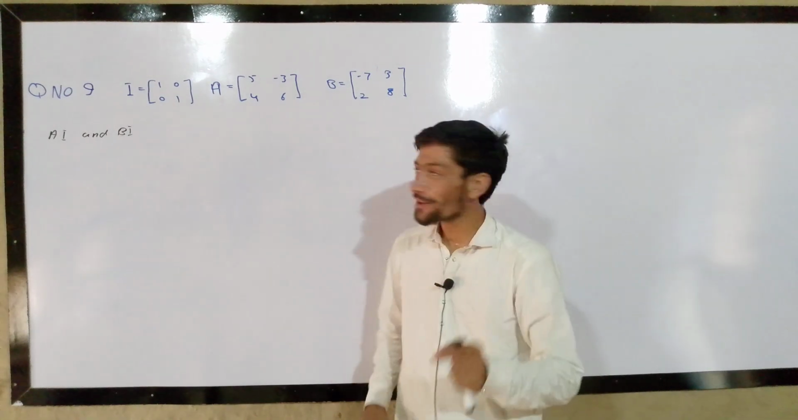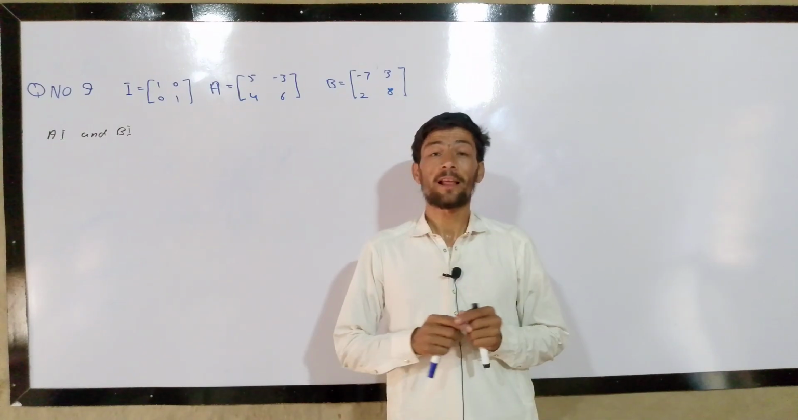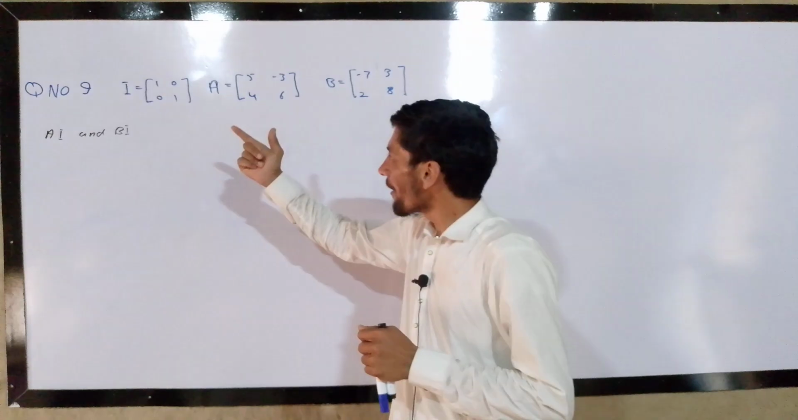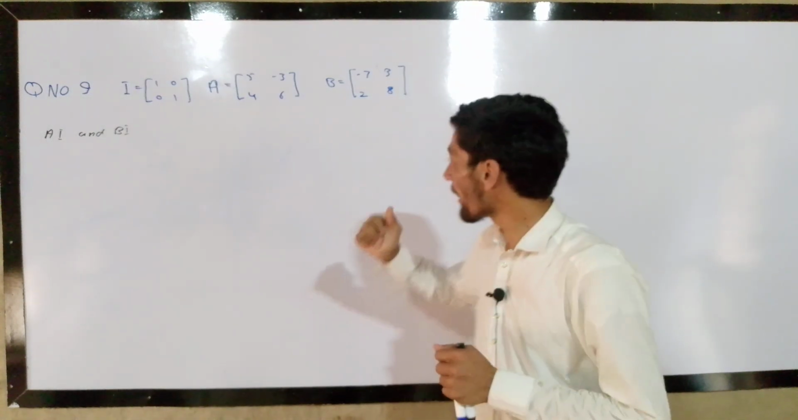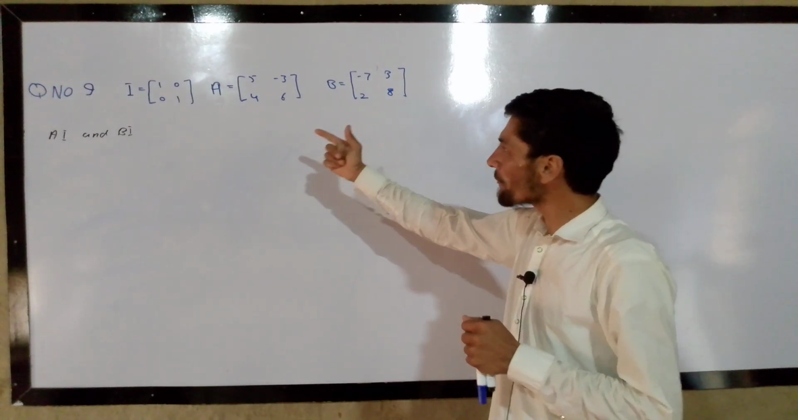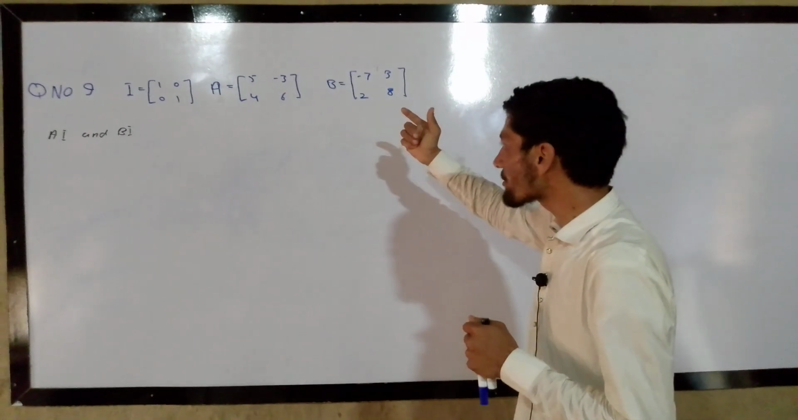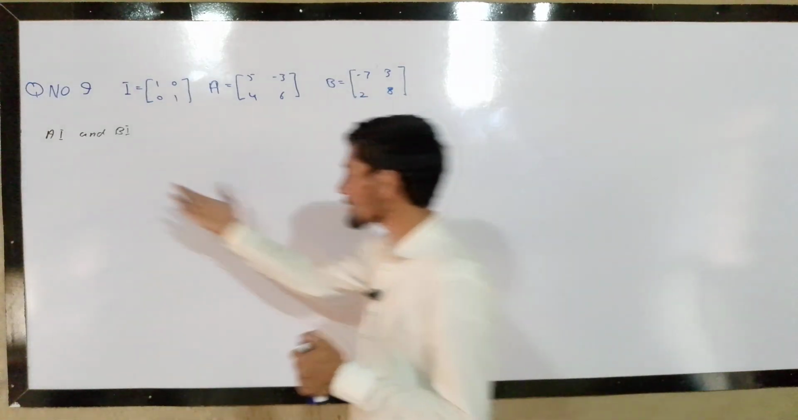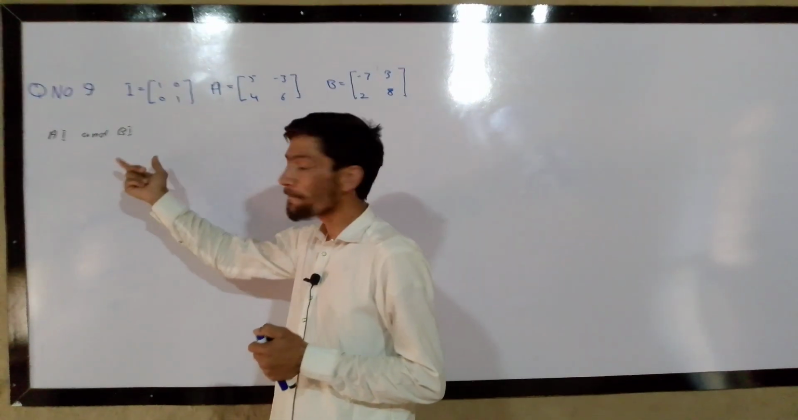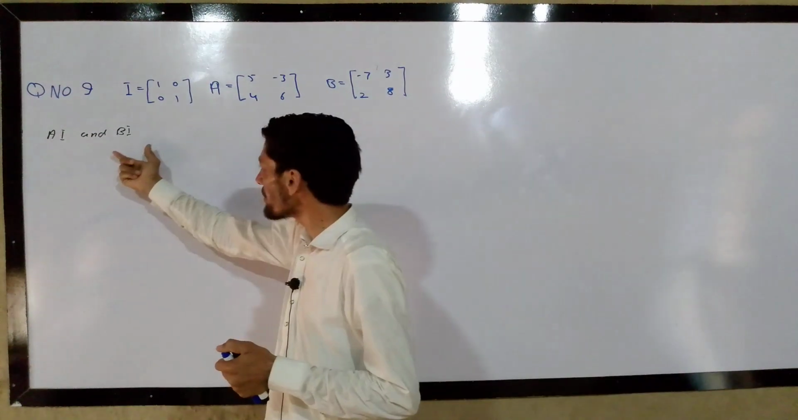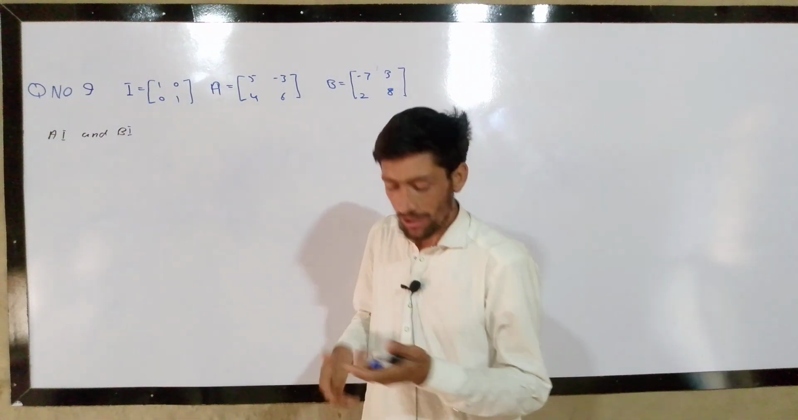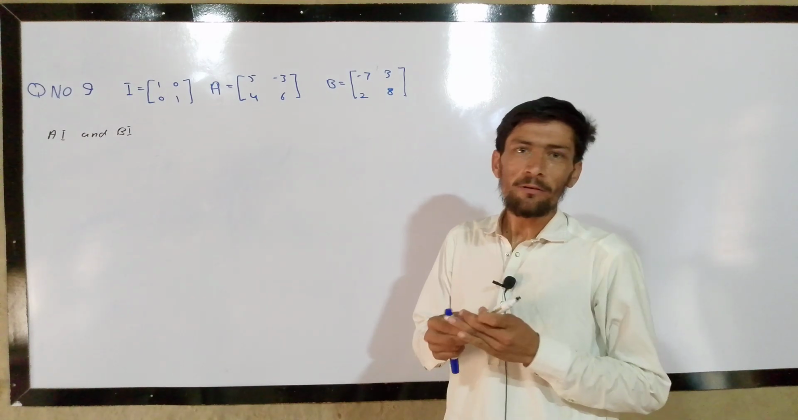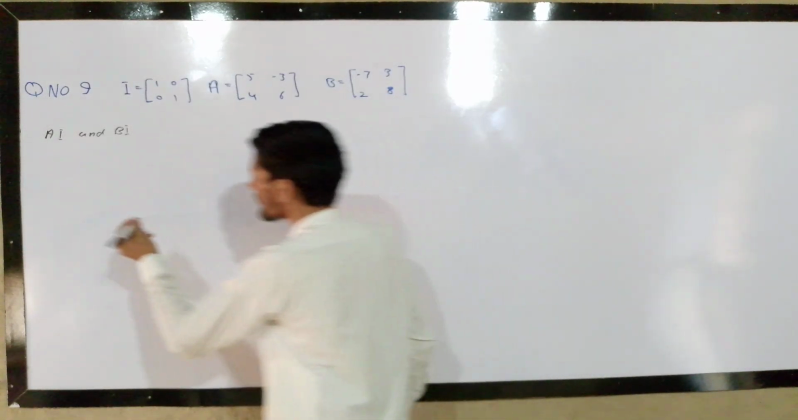Dear student, this is question number 9, and we have three matrices. I is 1 0 0 1, matrix A is 5 -3 4 6, and B is -7 3 2 8. They are asking us to find the product of A and I, and the second, the product of B and I. So let me prove these two products from the above matrices.